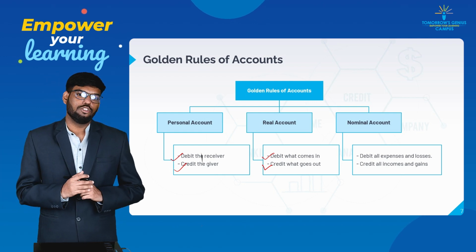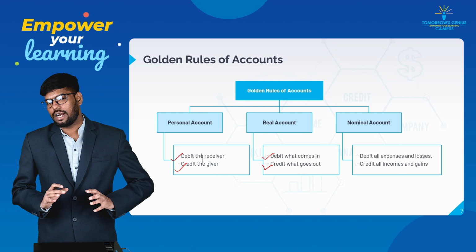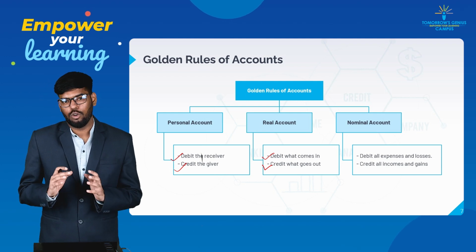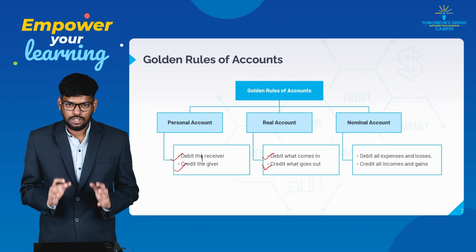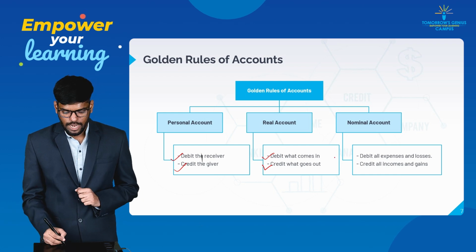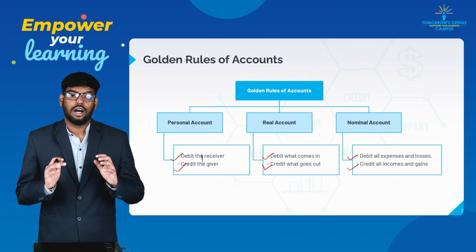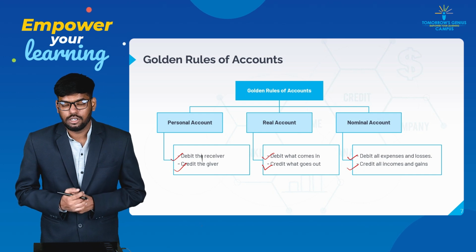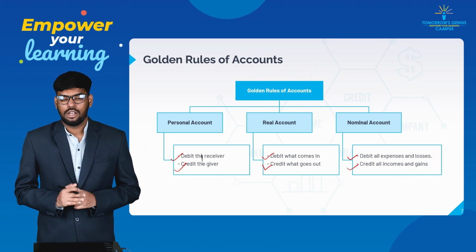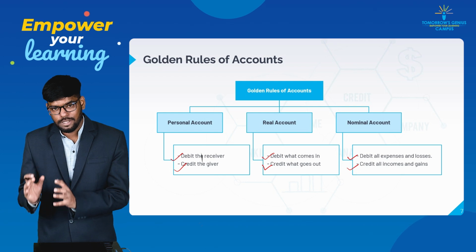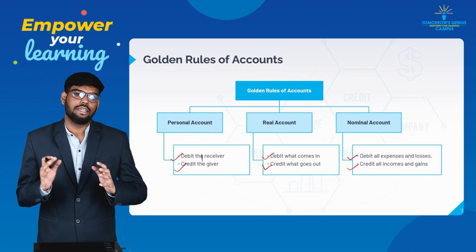Then next is the nominal account. Under nominal account, there are expenses and losses, incomes and gains. Expenses, losses, incomes and gains fall under the category of nominal account. What is the rule of nominal account here? The rule of nominal account is debit all expenses and losses and credit all incomes and gains.